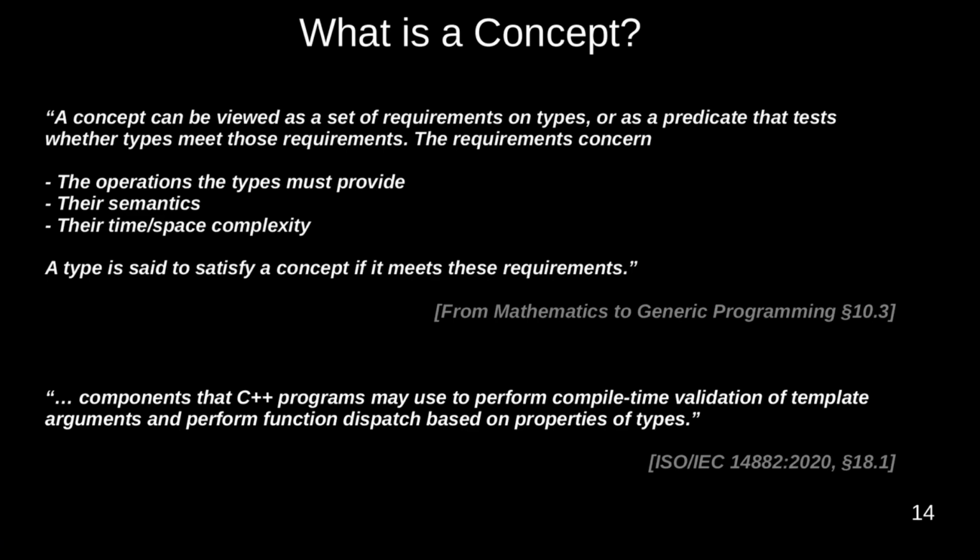A type is said to satisfy a concept if it meets these requirements. Something to note is that a type is not aware in any way that it satisfies a concept. It implicitly satisfies a concept by having the required interface as part of its interface and behaving in the right way.